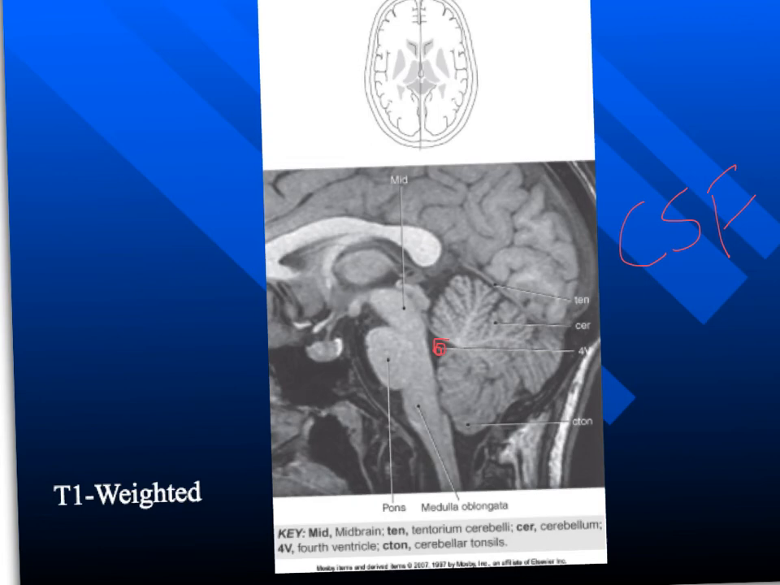Also, fat will look white on the T1 weighted image. So all of this around the skull is fat and it looks white.